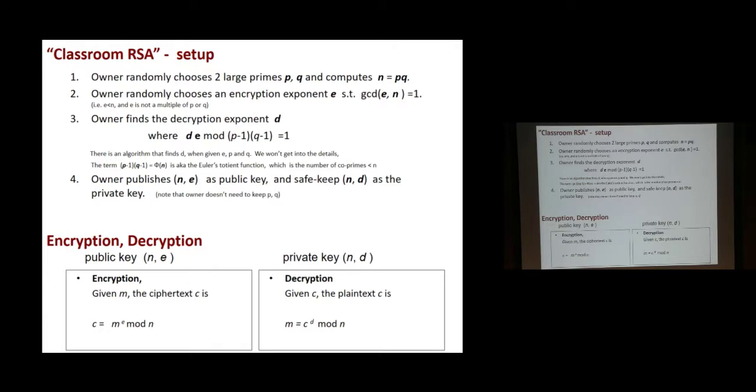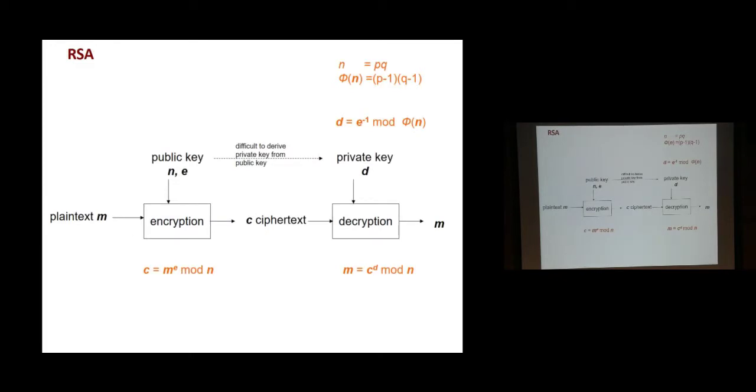In the classroom RSA, there's a setup phase. First you have to choose two large random prime numbers P and Q. Then you multiply them, you get n. n is called the composite. Maybe I use this slide, it's easier. So in the setup phase, the owner will choose P and Q, and then multiplying them, you get n.